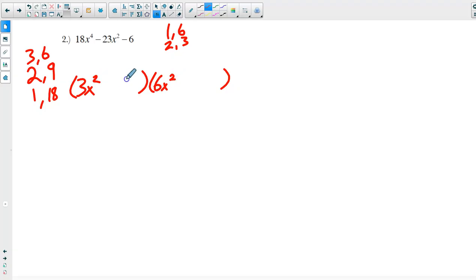And then 2 and 3. So we're going to try this. It's a minus sign, so that tells me I have a plus and a minus. That comes from right there. And it tells me that the bigger number needs to be negative.